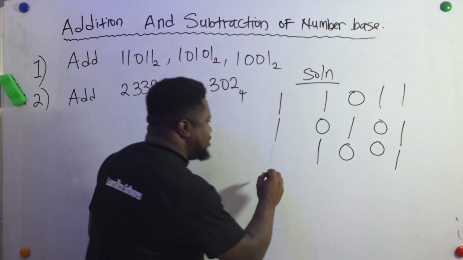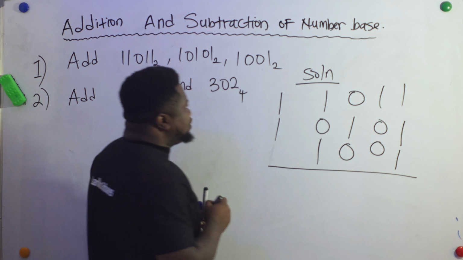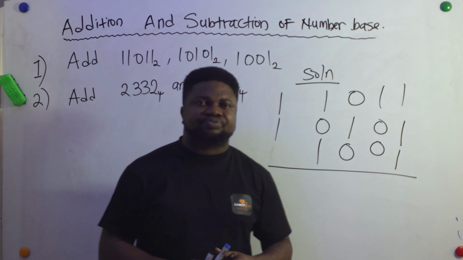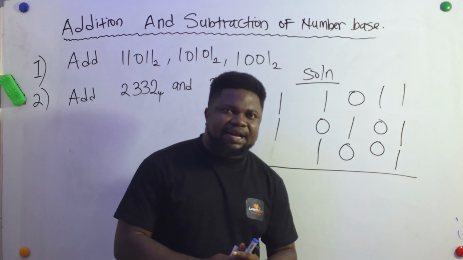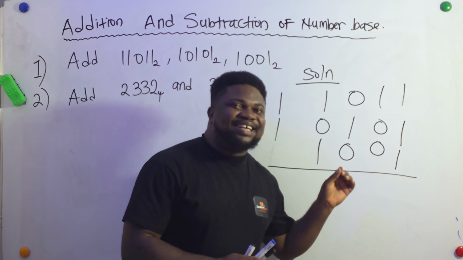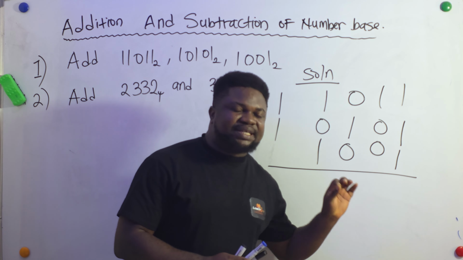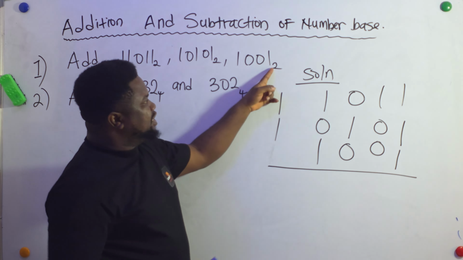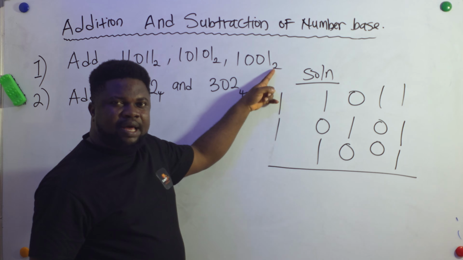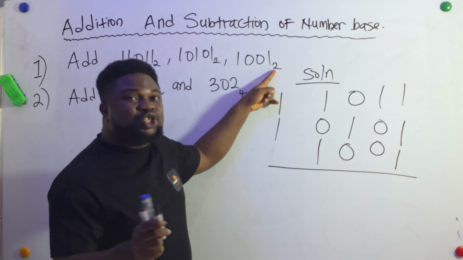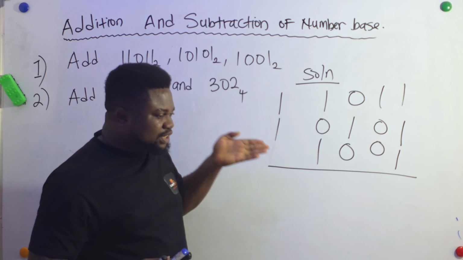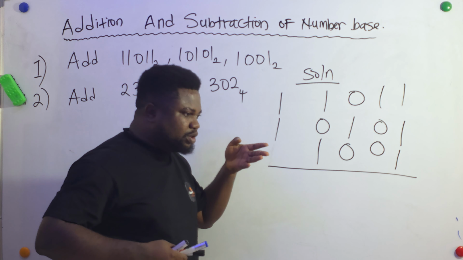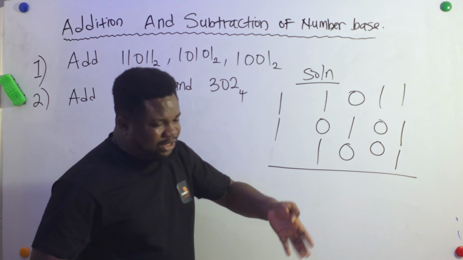Alright. Let's do this. They're all in base 2. Now, the idea behind addition of number base is simple. Know the base you are working with is base 2. And in base 2, the highest number is what? 1. Zeros and ones. In base 5, highest number is what? 4. 0, 1, 2, 3, 4.